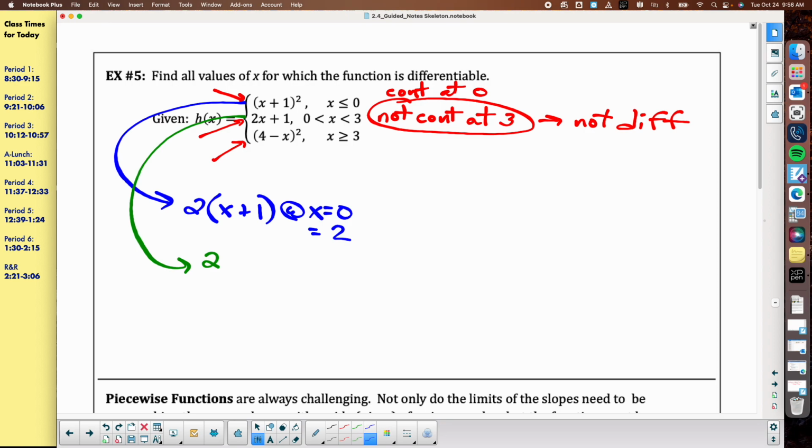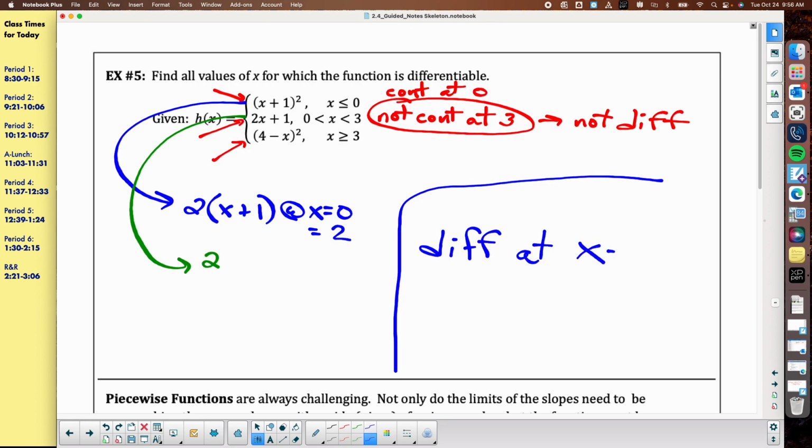So the actual original question was saying find the values of x where it's differentiable. We found the only place that it's not is at 3. So we could answer: differentiable everywhere but 3.